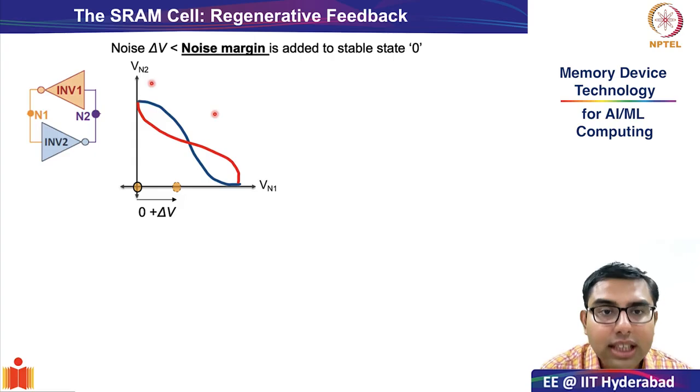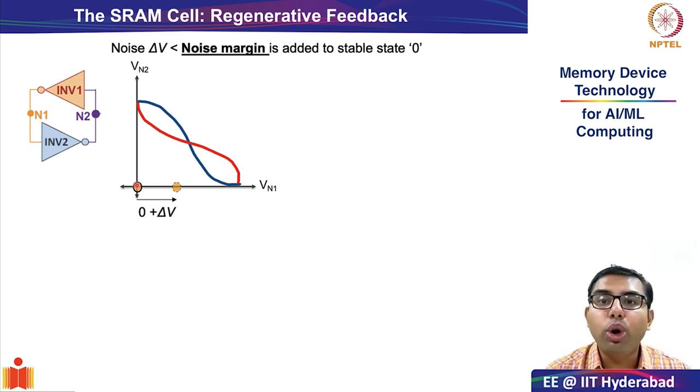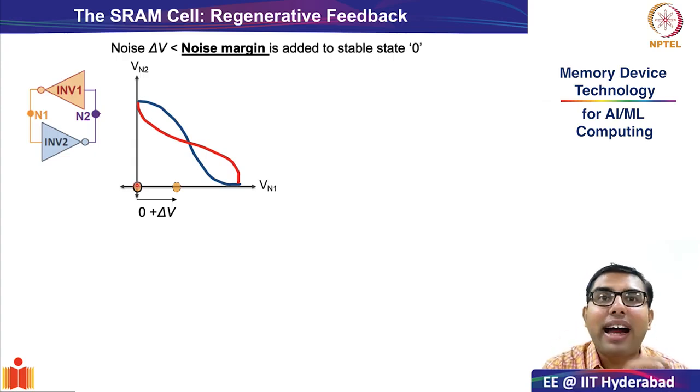state. So for this, we will consider that we were in stable state 0, which is that VN1, the voltage at N1, was 0 and the voltage at N2 was VDD. This is indicated by this solid yellow dot. Okay. To this scenario, we are going to add some extra delta V noise. We are going to add this extra delta V noise, and we will see if the system is capable of handling this noise.